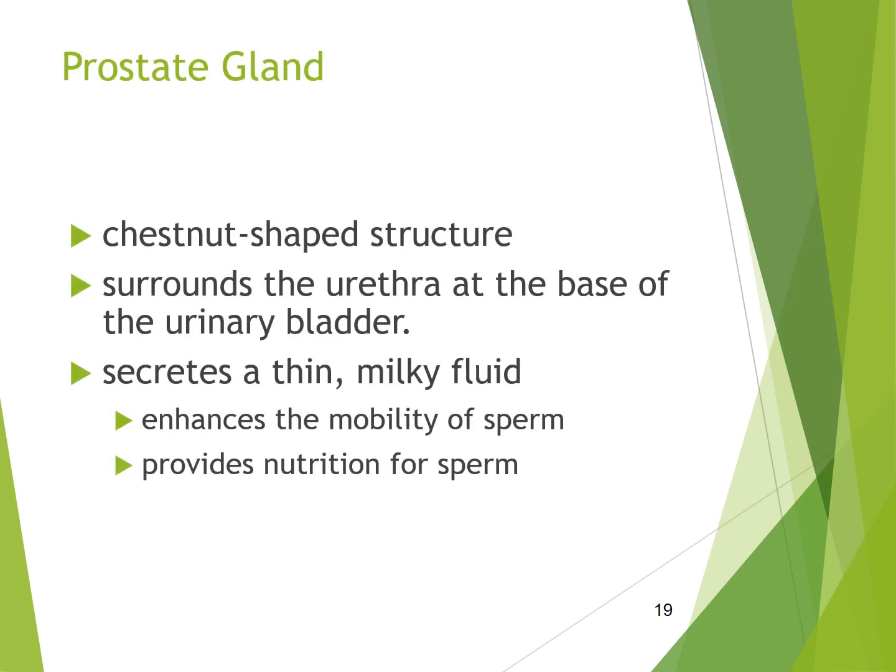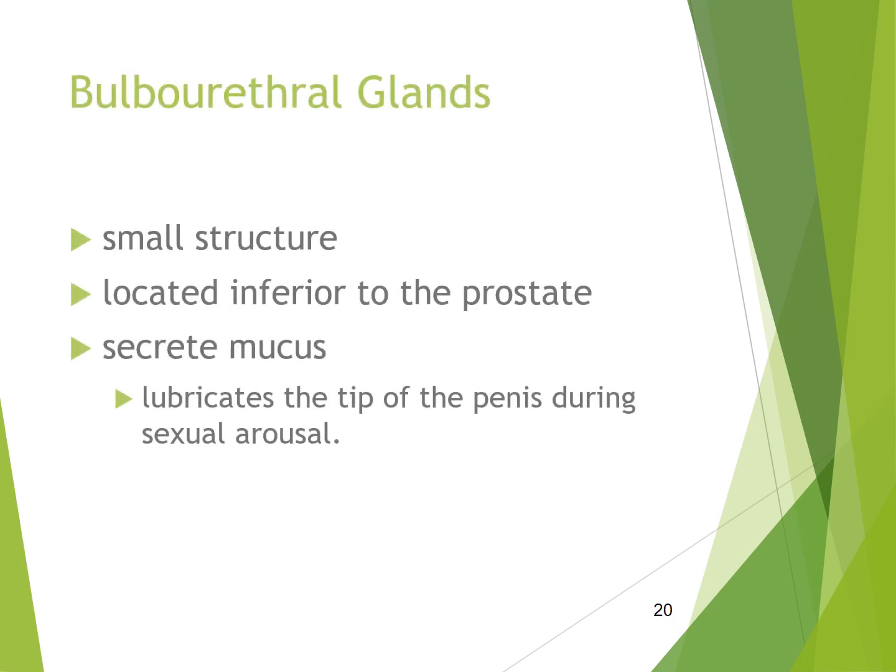The prostate gland is a chestnut-shaped structure. It surrounds the urethra at the base of the urinary bladder. It secretes a thin, milky fluid. This fluid enhances the mobility of the sperm and also provides nutrition. The bulbourethral glands are smaller structures located inferior to the prostate gland. The bulbourethral glands secrete mucus. This mucus lubricates the tip of the penis during sexual arousal.